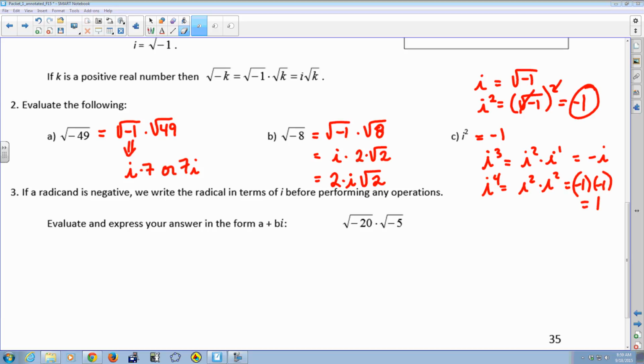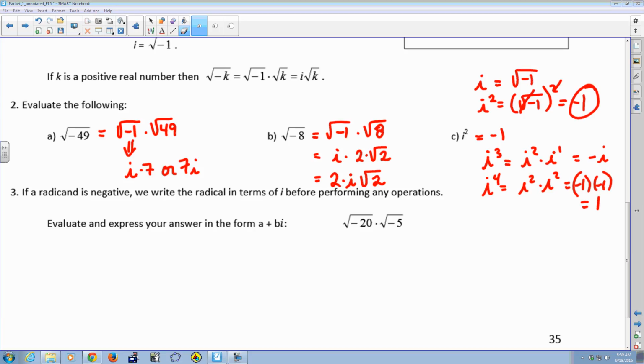So you can just keep playing this game. These are the only 4 possible answers for any power of i, because once you get i to the 5th, you get i to the 4th, which is 1, times i. So you're right back to where you started. So those are the only 4 possible answers for any power of i. It's going to simplify to i, negative 1, negative i, or 1.